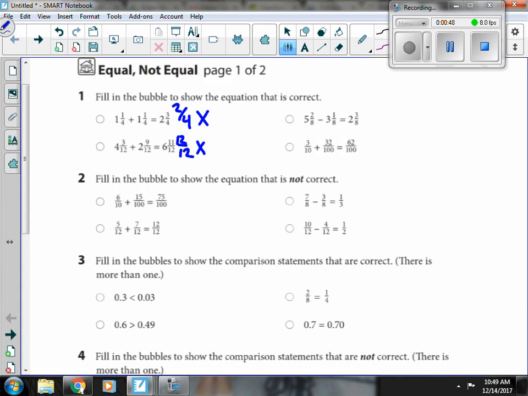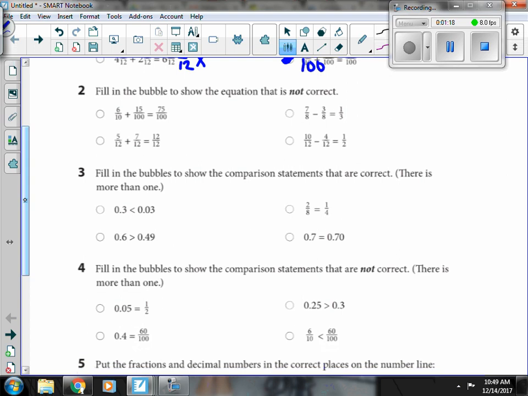Over here, 5 2/8 minus 3 1/8. 5 minus 3 is 2. 2/8 minus 1/8 is just 1/8. So that one is not correct. So hopefully our last one works. 3/10 plus 32/100 equals 62/100. I need to change this one to be 30/100 plus 32/100 equals 62/100, and that is true.